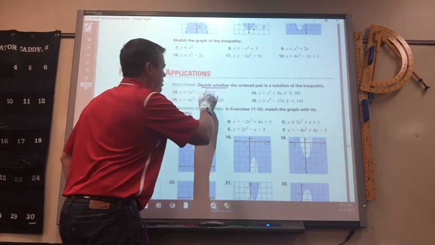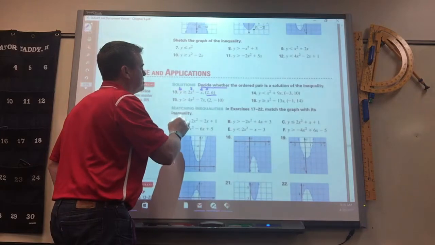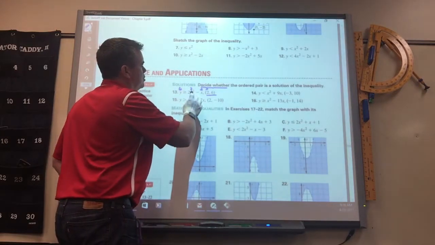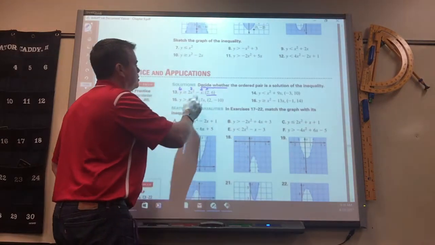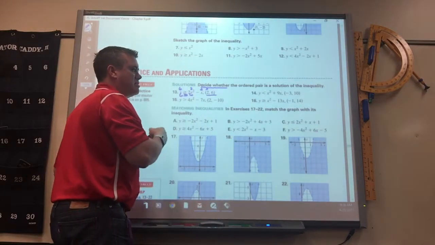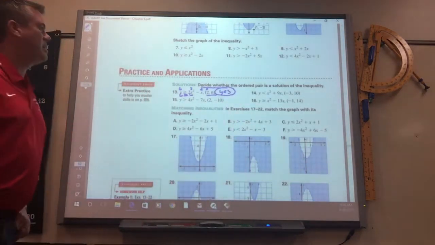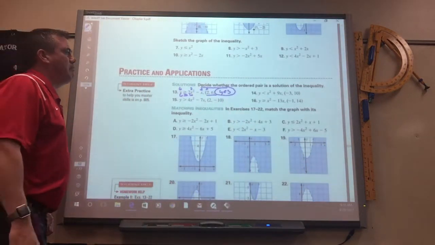Plug them in. Put 2 in for x and 6 in for y. So 2 times 2 squared is 8. Take away 2 is 6. Is 6 greater than or equal to 6? Yes, because it has the equal. Does it find if it's yes or no? Yep.